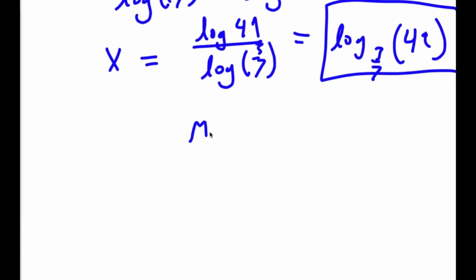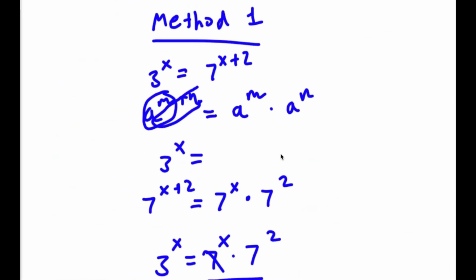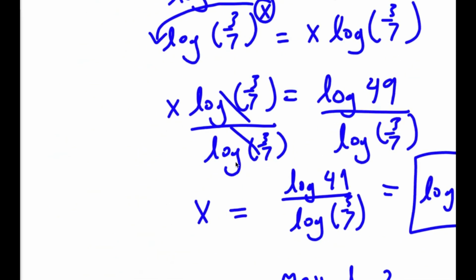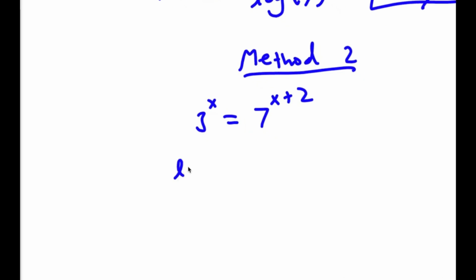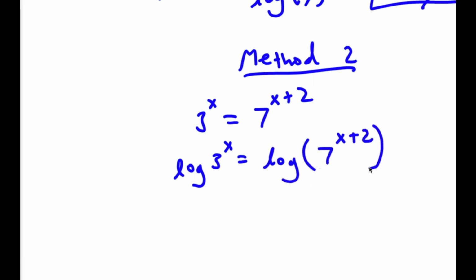Now, my second method to solve this problem is, well, our initial problem was 3 to the power of x is equal to 7 to the power of x plus 2. So I'm going to first take the log on both sides. So now I have log 3 to the power of x is equal to log of 7 to the power of x plus 2.